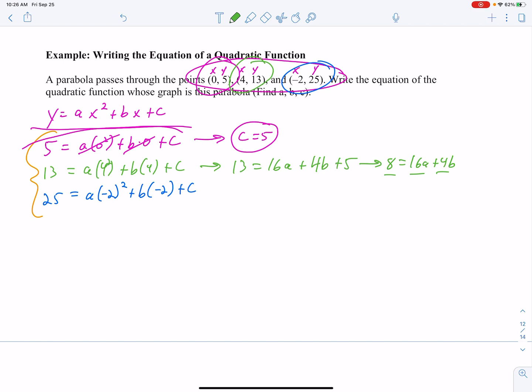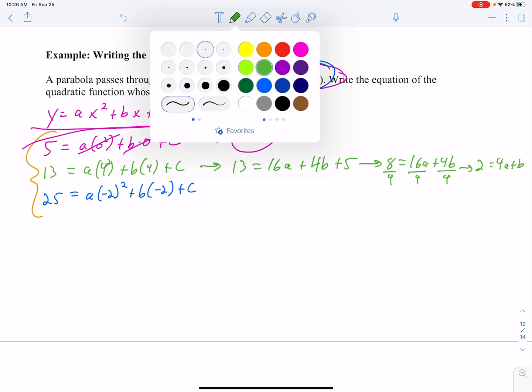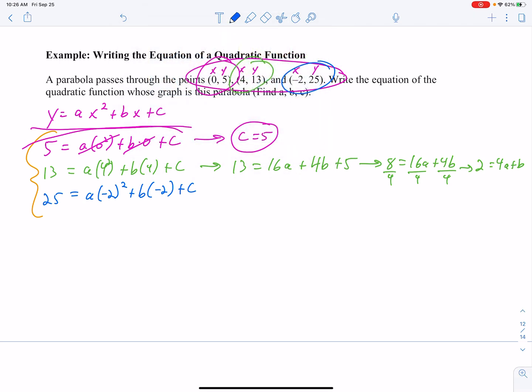So we're going to divide all 3 terms, because remember, whatever we do to one side of the equal sign, we have to do to everything else on the other side of the equal sign. So we're going to divide by the greatest common factor of 4. And that'll give us 2 equals 4a plus b. Okay? Nice and easy. Now let's work with the blue equation and clean that up.